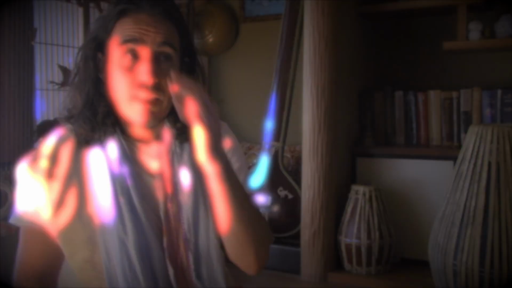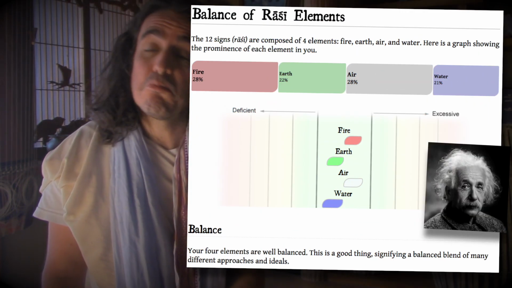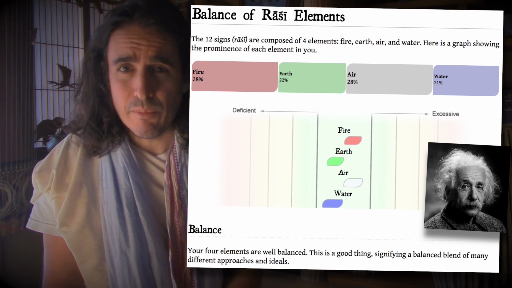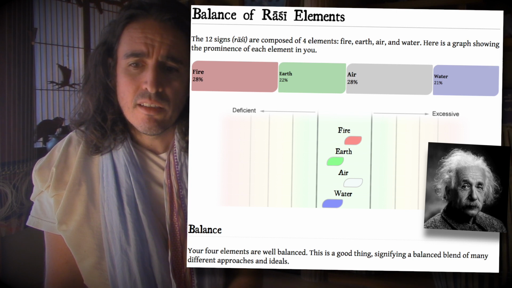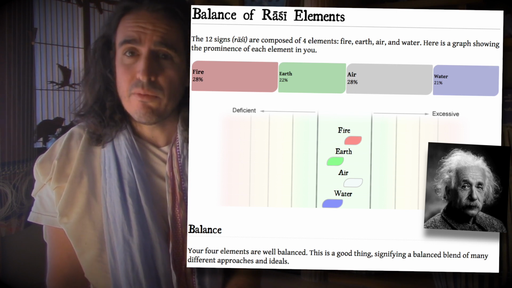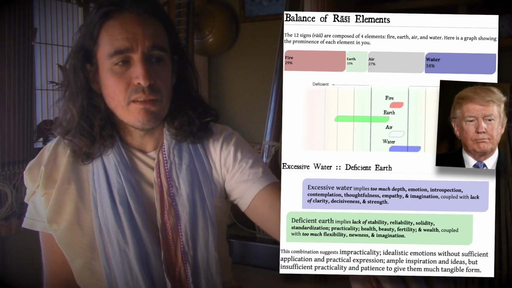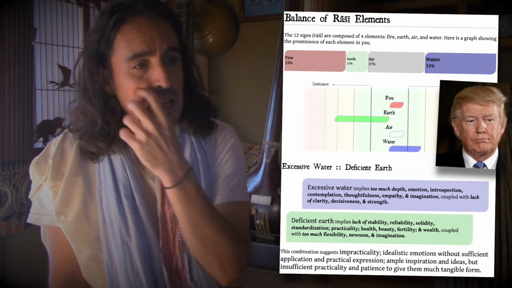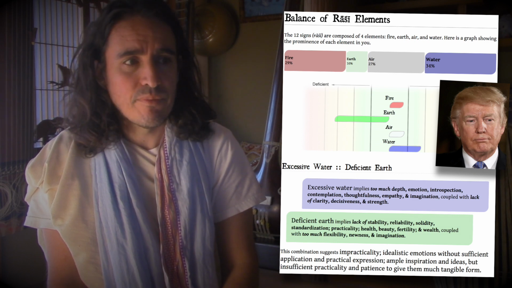If you look at Einstein's elemental balance, you don't get that much information because everything's balanced. He doesn't have any element that's notably excessive or deficient. So this in and of itself tells you that there's nothing particularly out of whack or unusual or excessive or deficient about his elemental symbolisms. If you look at Donald Trump, this is a very interesting elemental balance to look at. He has strong deficiency of earth and a bit of an excess of water.